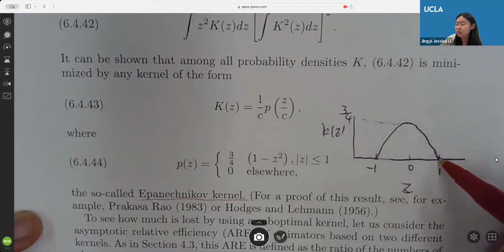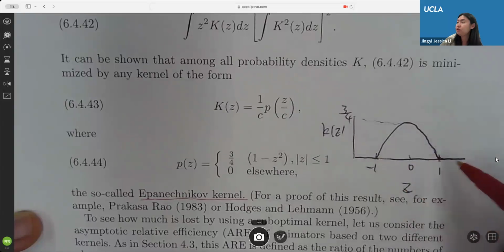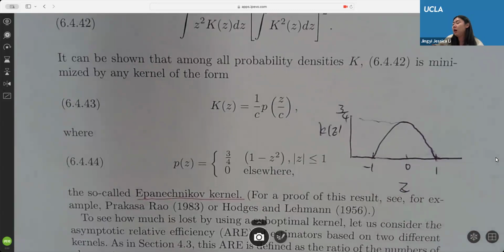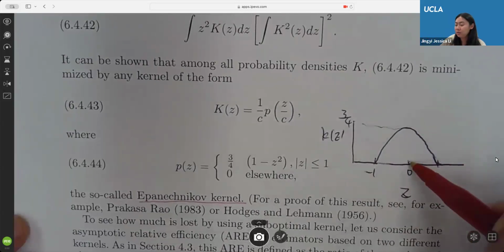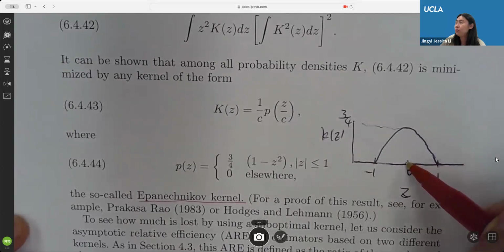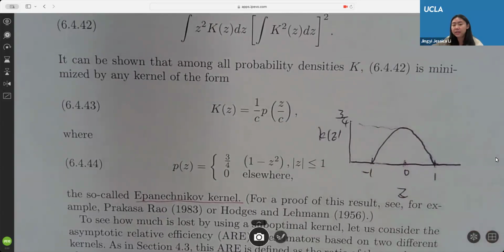But this one actually stops at the boundary of the uniform. It's only within -1 to 1 that you have non-zero density. Outside of the interval, you have zero density. But inside the interval, it's not flat. You put more weight on data points, more density on data points surrounding your y, and take this parabola form. Yeah, so it was in the literature, and this is shown to be the optimal kernel.